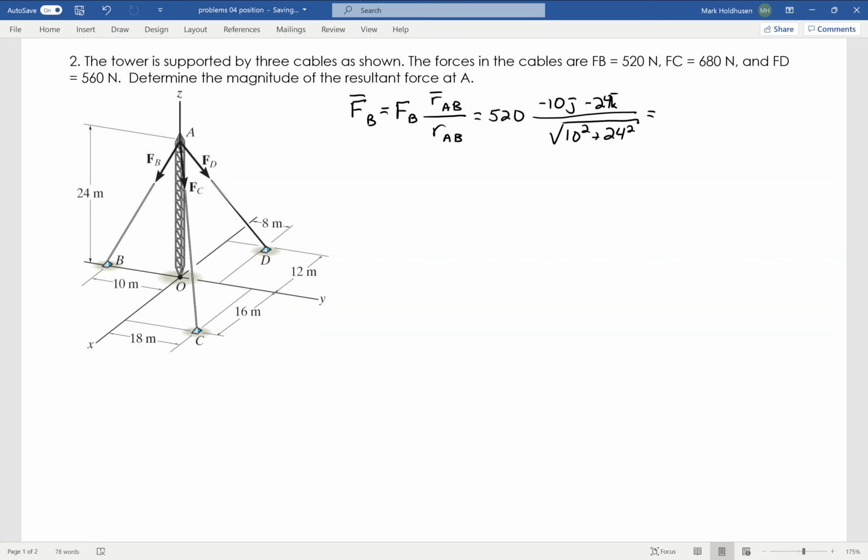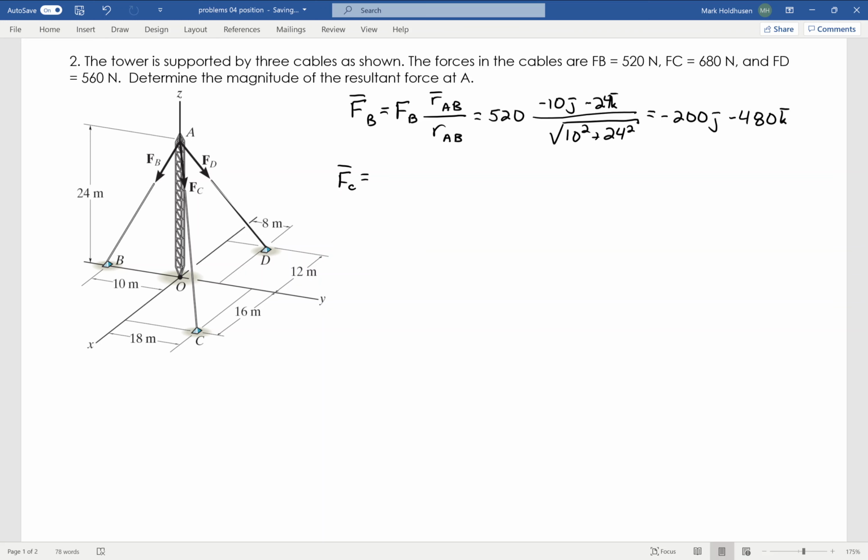And in doing that, I find that I get negative 200j minus 480k. Again, taking that 520 times 10 over 26, and then 520 times 24 over 26 to get the 200 and the 480. All right, so doing the same thing for FC this time.